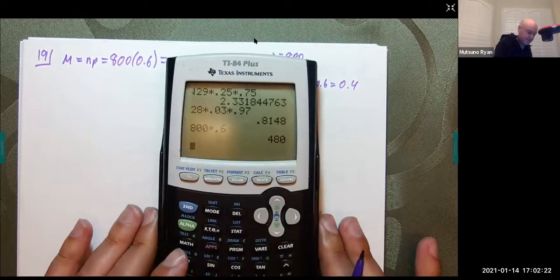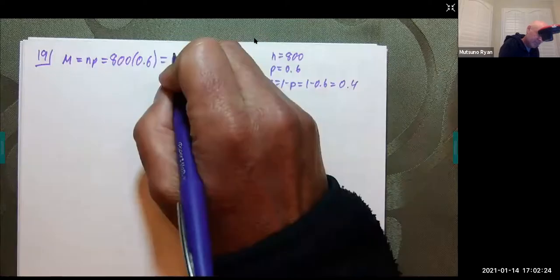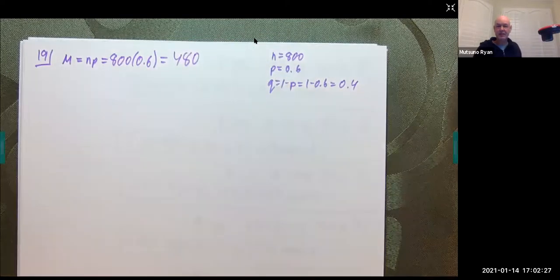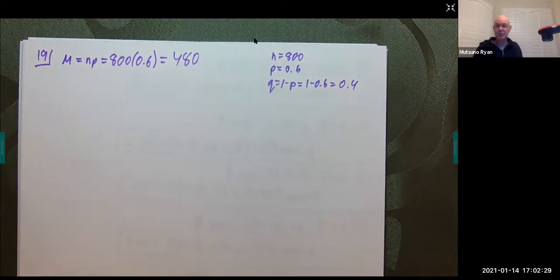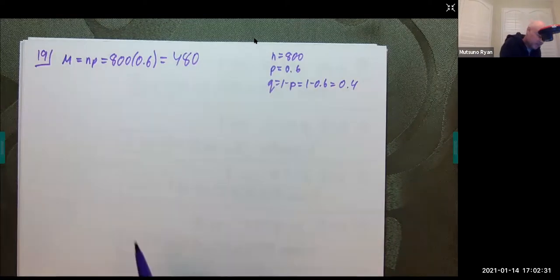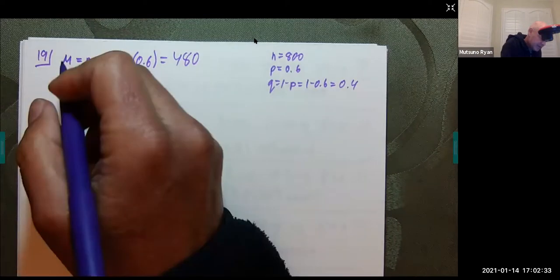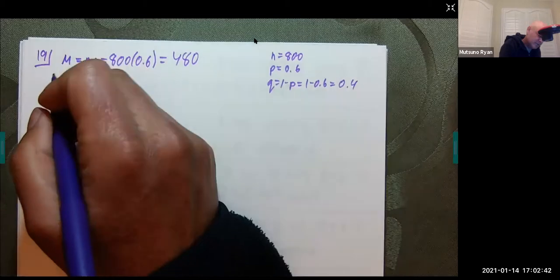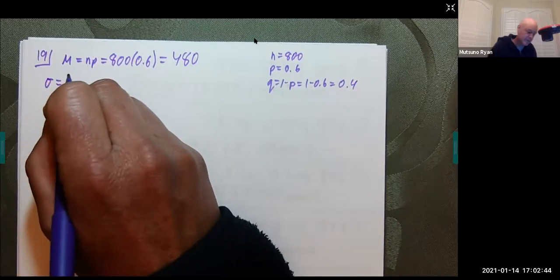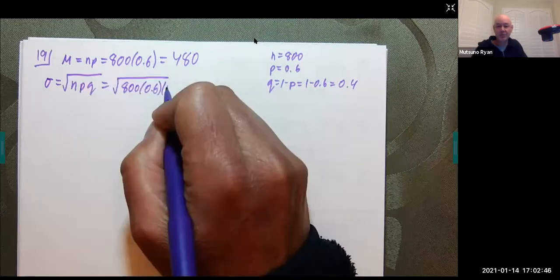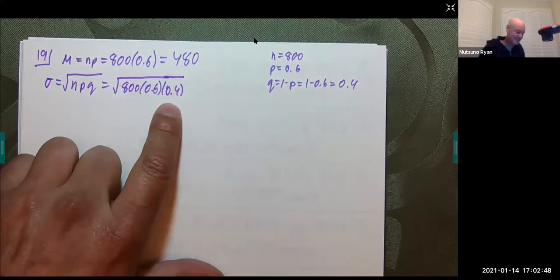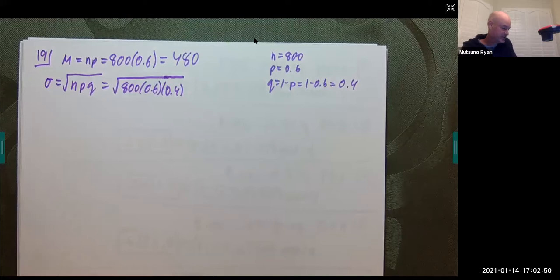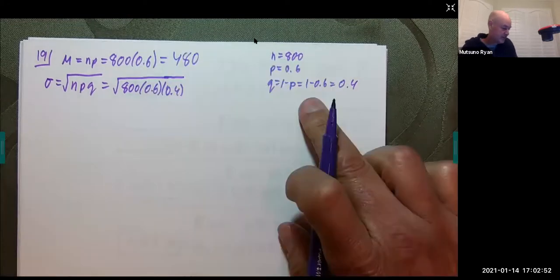That's 480. I'm also going to need the standard deviation because I have to go 2 standard deviations above and below to see what usual is. So our standard deviation is the square root of 800 times 0.6 times 0.4. By the way, this 0.4 has nothing to do with the 0.4 ounces in the problem. It's just the complement of the probability.